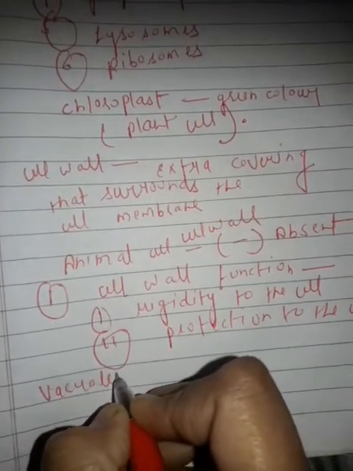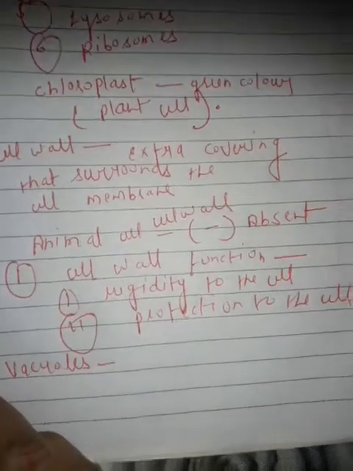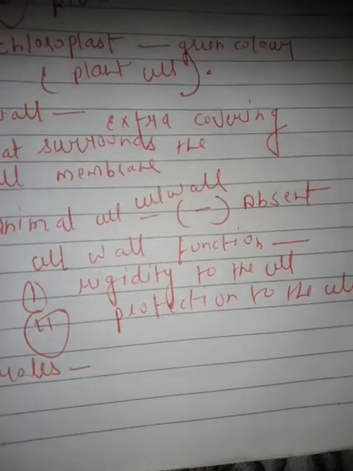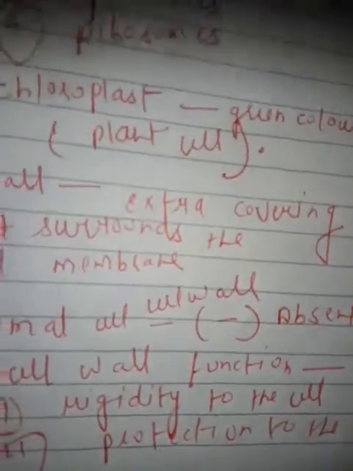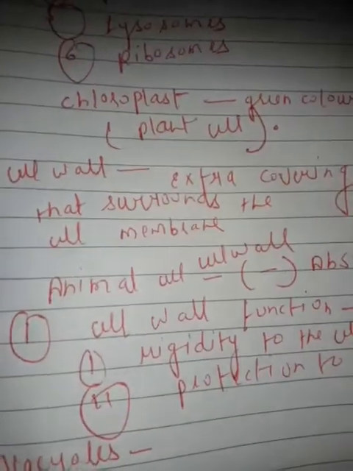Vacuoles. As a result of various life functions taking place inside the cell, a number of chemical products accumulate within the cell. These are generally stored inside clear areas or spaces present in the cytoplasm. These clear spaces which are surrounded by a membrane are called the vacuoles.